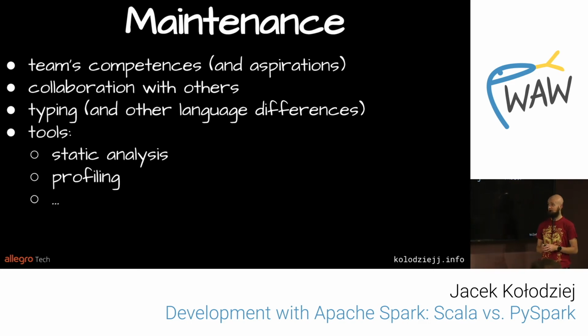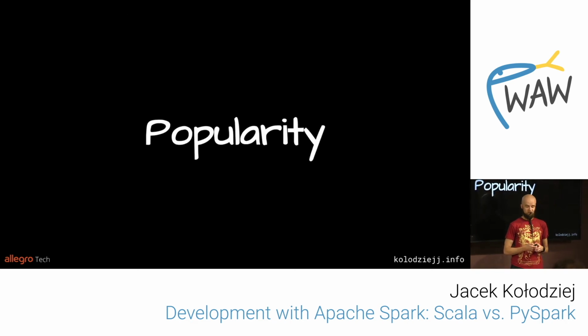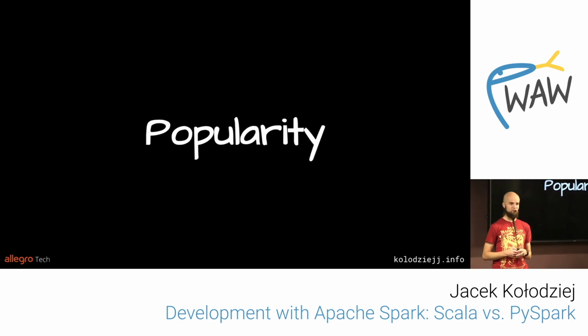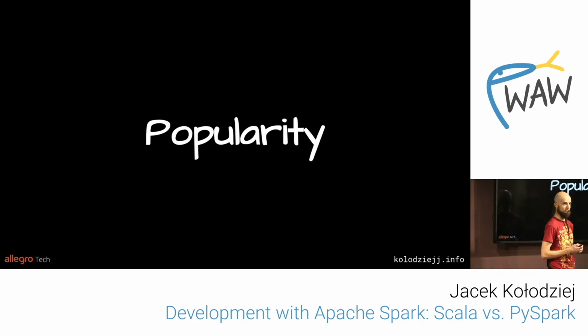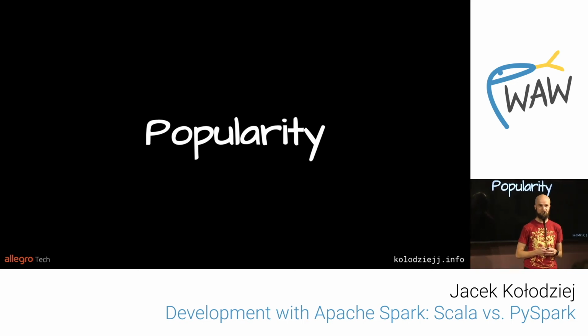And in maintenance, tools play a big role, at least sometimes. Tools for static analysis, tools for profiling, for testing. This can impact your development quite a bit. There's this thing called popularity, and popularity can just be some number, but for me, popularity is an indicator of how fast I will get support for my problems, either paid third-party support or community open source support.